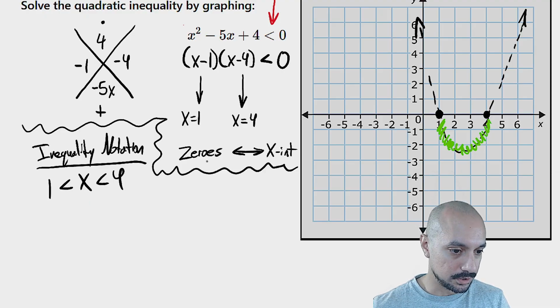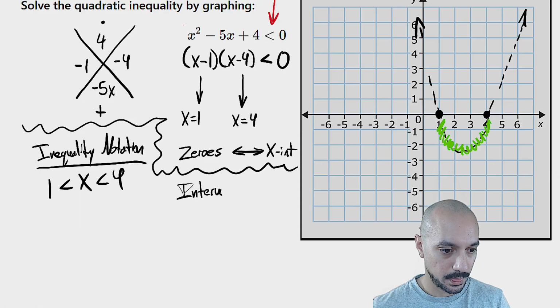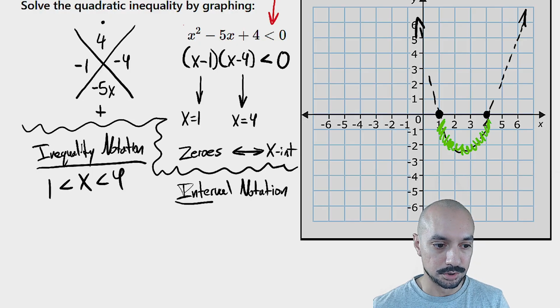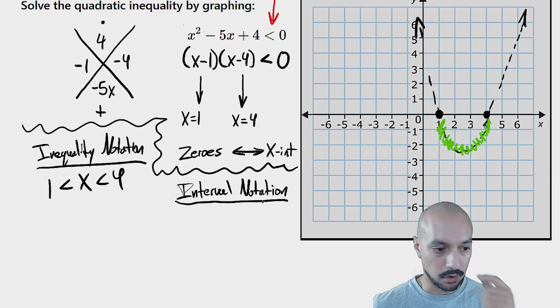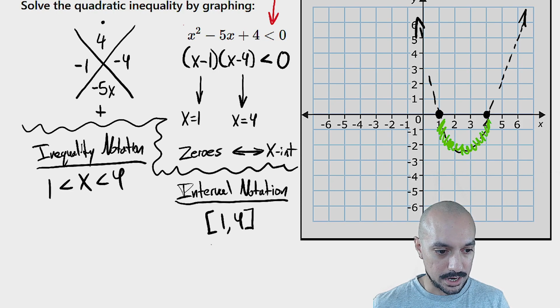If we want to write that in interval notation, these two notations are the most popular way of communicating the solution set of quadratic inequalities. In this case, I could say 1 to 4. And this notation just means from this x to that.